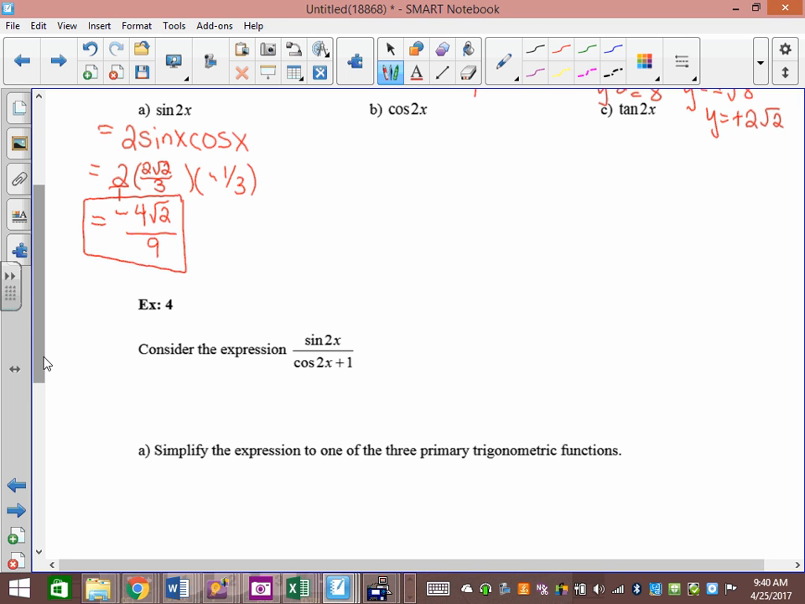So sine 2x I can replace with 2 sine x cos x. That's my only option, right? So I always replace the sine x's, the tans, whatever first before the cos 2x's. The reason I replace the cos 2x last is I have 3 options. So I want to replace everything else and then figure out which option would be best to replace the cos 2x with. So sine 2x is 2 sine x cos x.